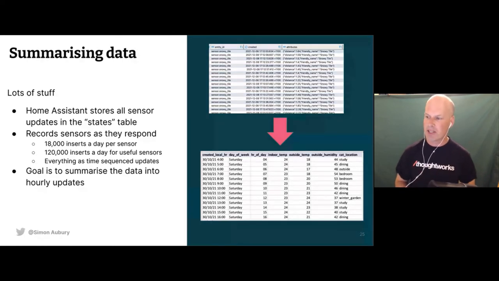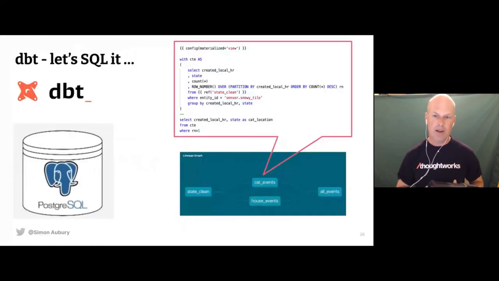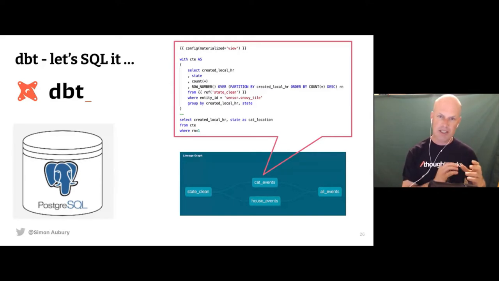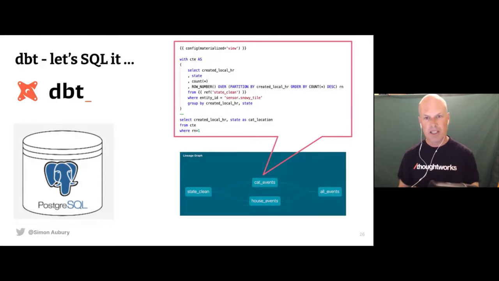And it's very, very chatty. It's very, very time sequenced. So my goal is to take this very, very chatty information and summarize it up. So I've got essentially, within an hour, the most likely temperature, the most likely humidity, and the most likely location. So I want to take some very, very noisy data and condense it down so I can actually train a model on something a bit more manageable. So I used an open source software called DBT, and DBT is a really, really good framework for taking some data tasks, being able to transform it using some templated SQL, and being able to generate essentially a managed outcome.